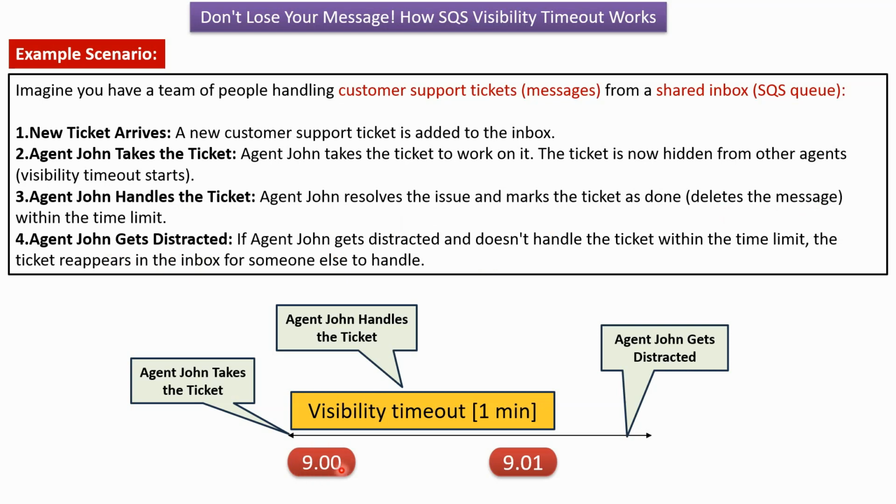Suppose at 9 o'clock, Agent John takes the ticket and visibility timeout is set as 1 minute. So during this visibility timeout, the ticket will be hidden from other agents because Agent John handles the ticket. Once Agent John finishes, the ticket will be deleted from the inbox so that it won't be available to other agents. Suppose Agent John gets distracted and the ticket is not finished within this visibility timeout, then the ticket will reappear after the visibility timeout so that another agent can work on the ticket.